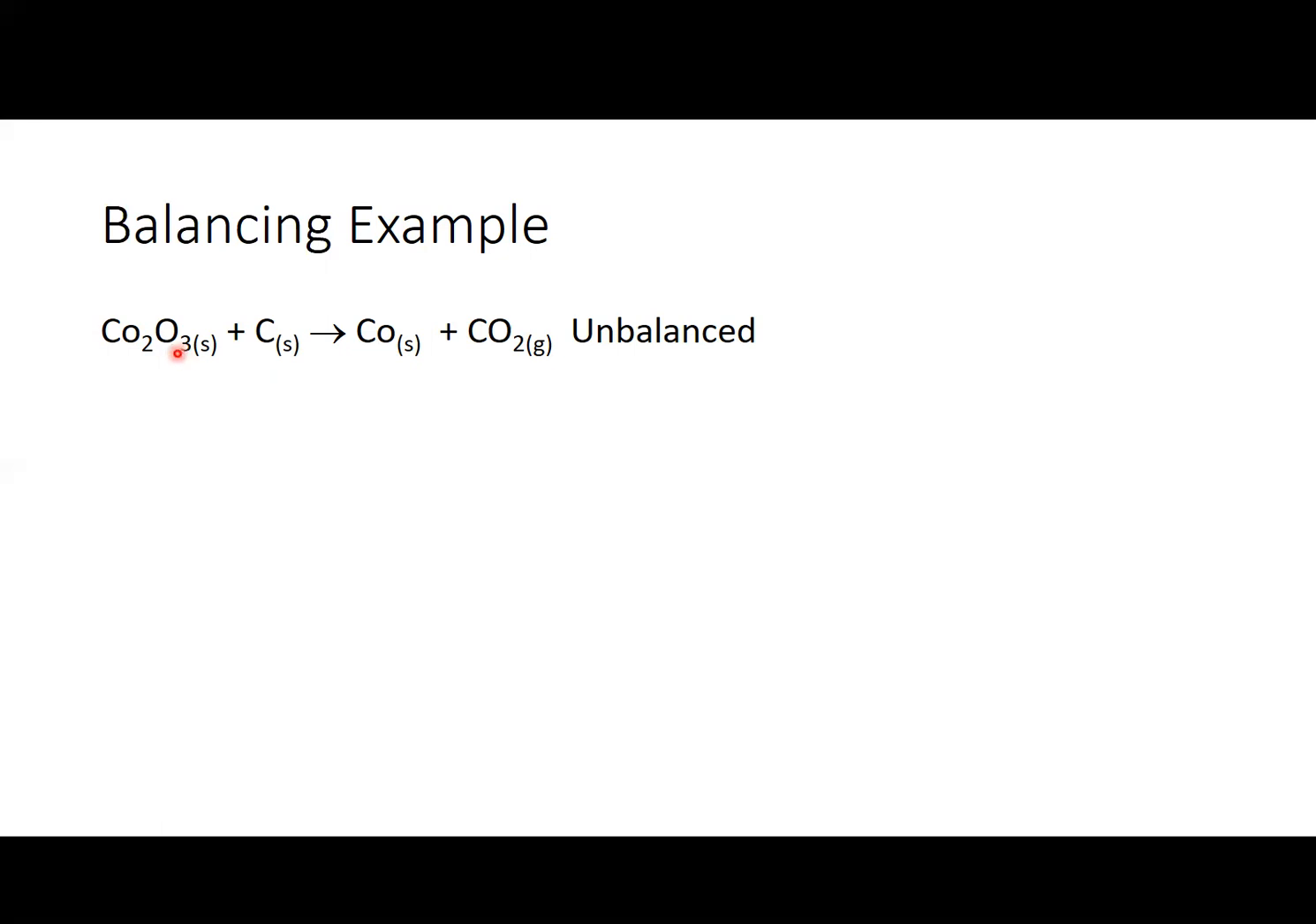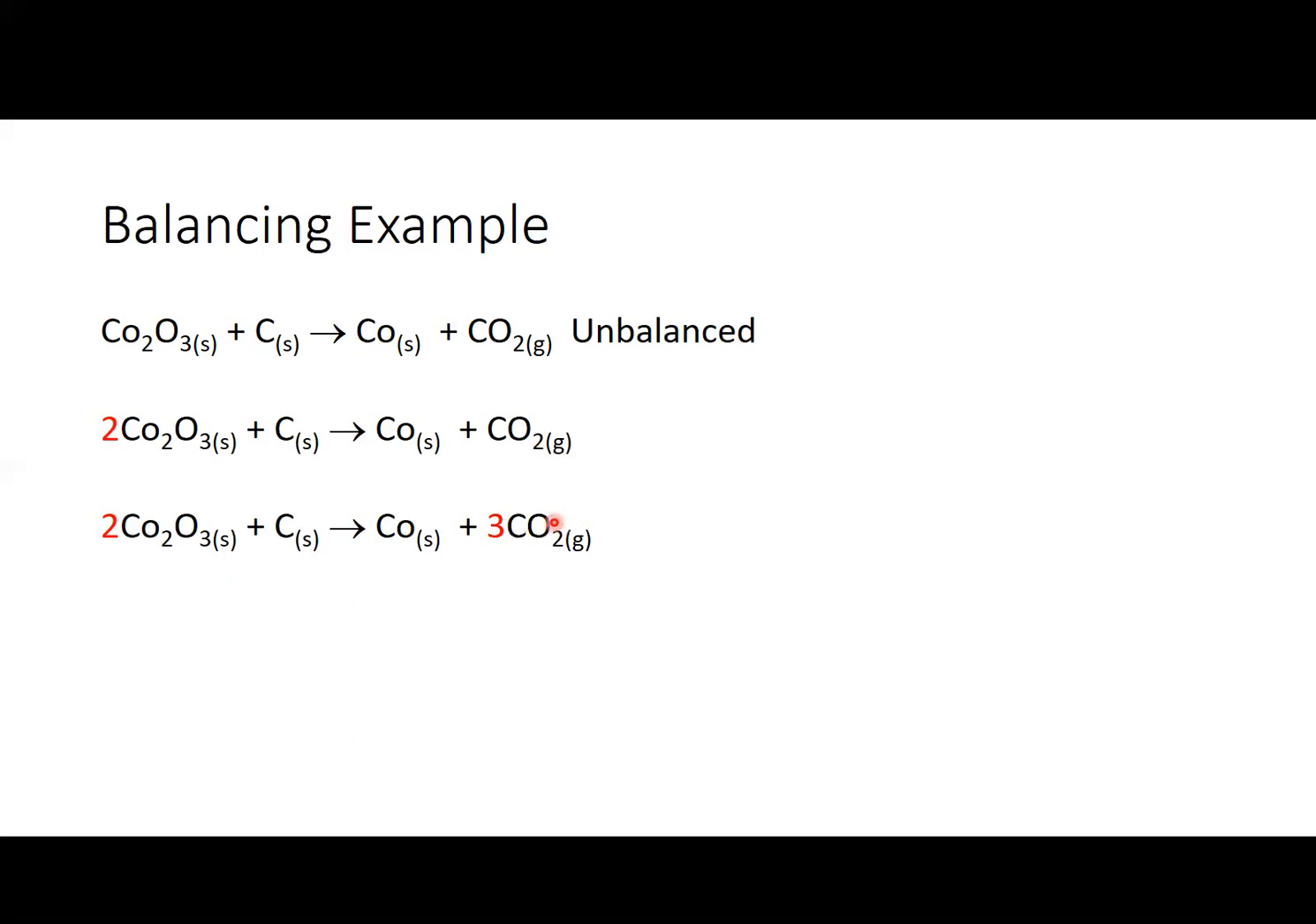I've got an odd number of something on one side and an even number on the other side. So if I put a 2 in front of this, it seems like a weird place to start, but what I'm doing is creating an even number of oxygens. Now I've got 6 oxygens. It's pretty easy for me to make 6 oxygens when I've got 2 on this side. So when I put a 3 in front of that here, I've got 6 oxygens on this side and 6 oxygens on this side. That works.